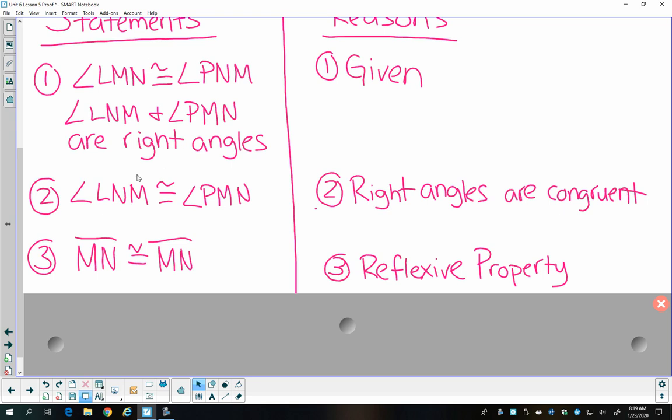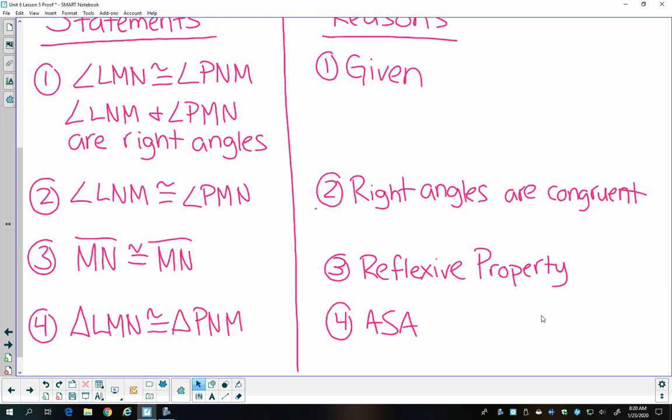So now I've got my two pairs of angles I've shown to be congruent. I've got my pair of included sides that I've shown to be congruent by the reflexive property. So now I can conclude that the triangles are congruent by that theorem I had in mind all along. They're congruent by angle, side, angle.